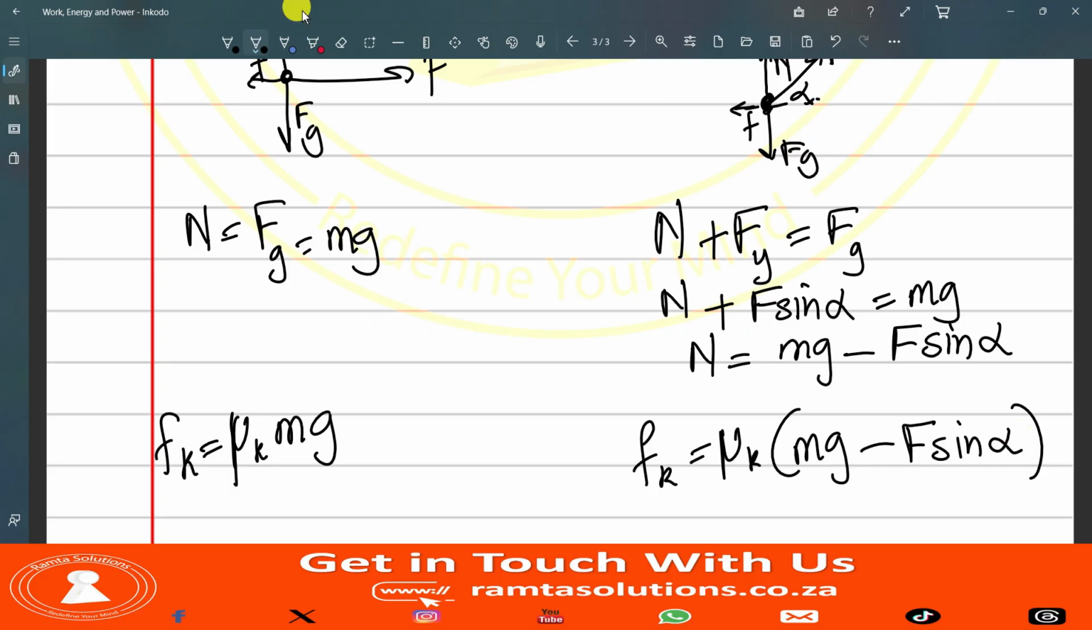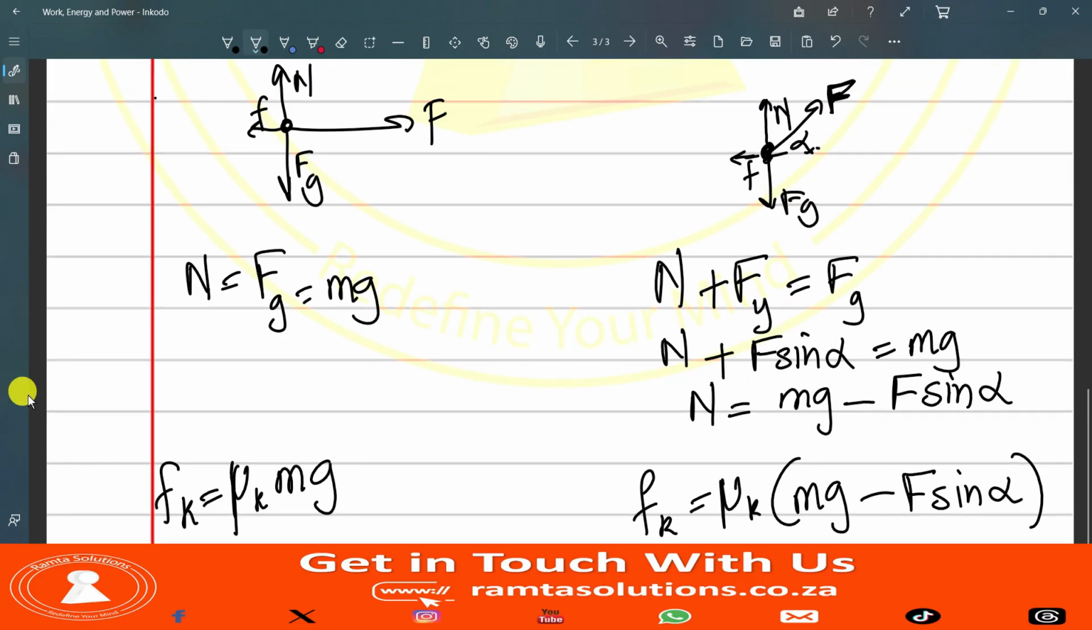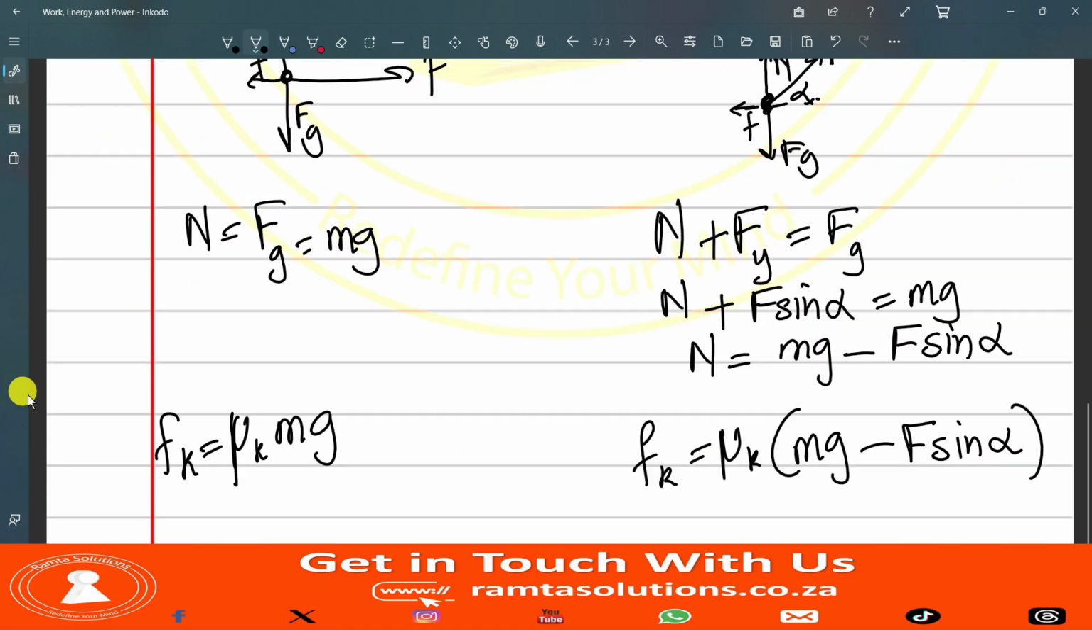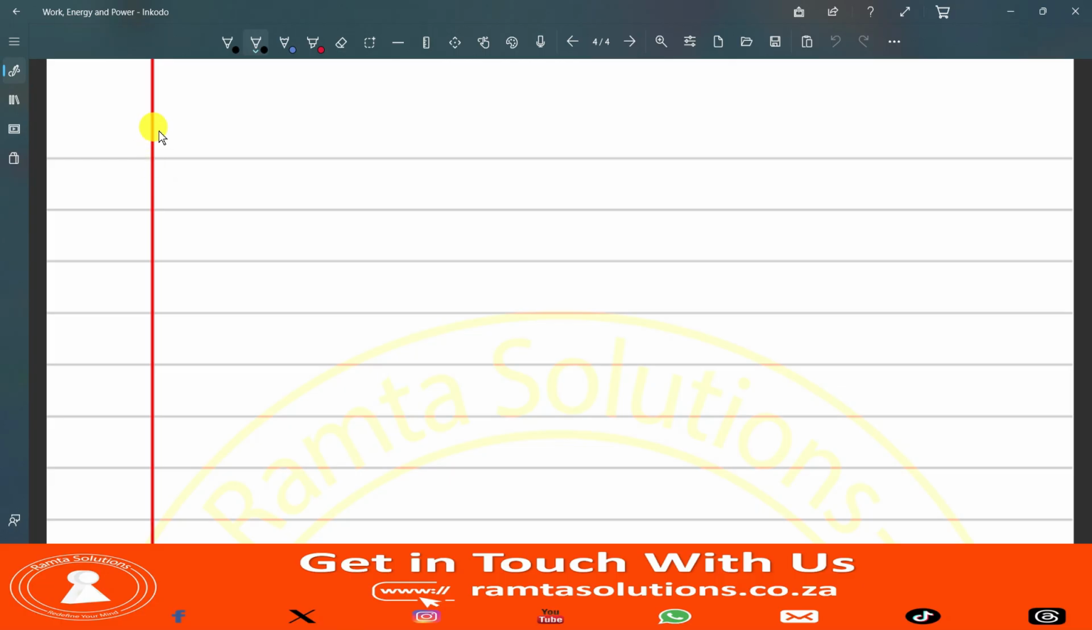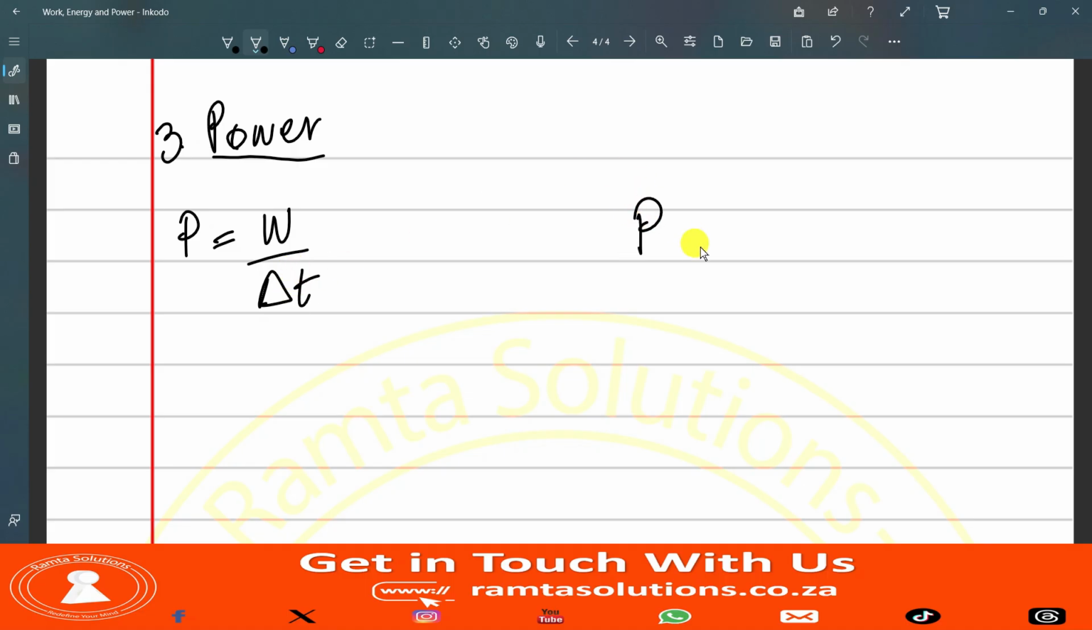Okay? All right, perfect. Now we're going to conclude this with the last one being power. So power, it's also one term that you need to know its definition. It has the formula power equals work over delta T, or average power is equal to force times average velocity. So these ones, how do we use them?